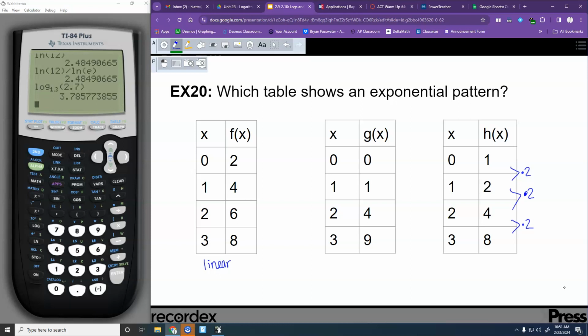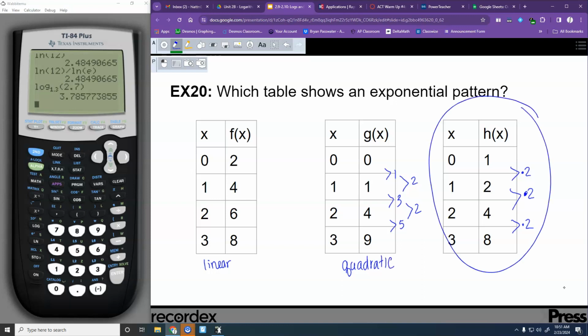What about for the middle one? It's neither linear nor exponential. It is quadratic because this goes up by 1, that goes up by 3, that goes up by 5. But if you did a second difference, it's going up by 2. So that would be quadratic. But this one asks us for the exponential, right?